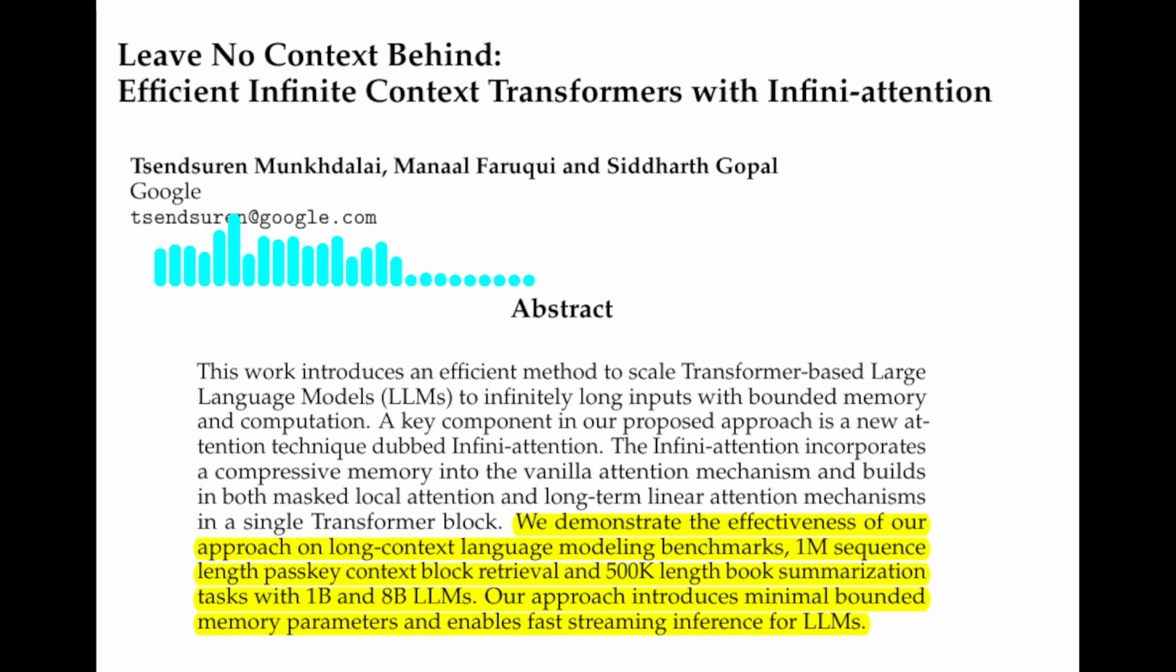Can you elaborate on how this memory update and retrieval process works? The memory update is performed incrementally, adding new key-value bindings to the memory as the model processes each segment of the input. The retrieval process uses the attention queries to access relevant information from the memory, allowing the model to incorporate long-range dependencies into its computations.